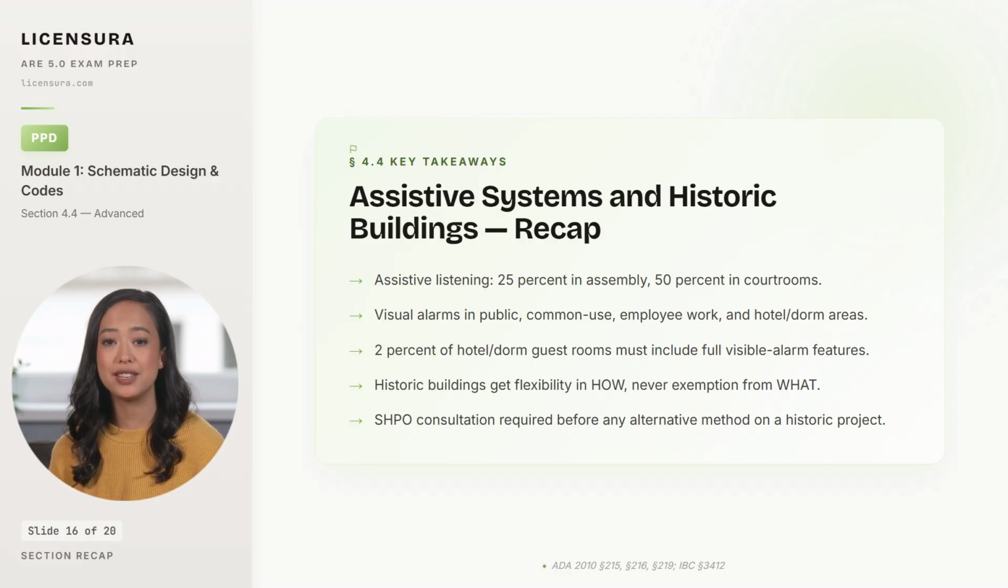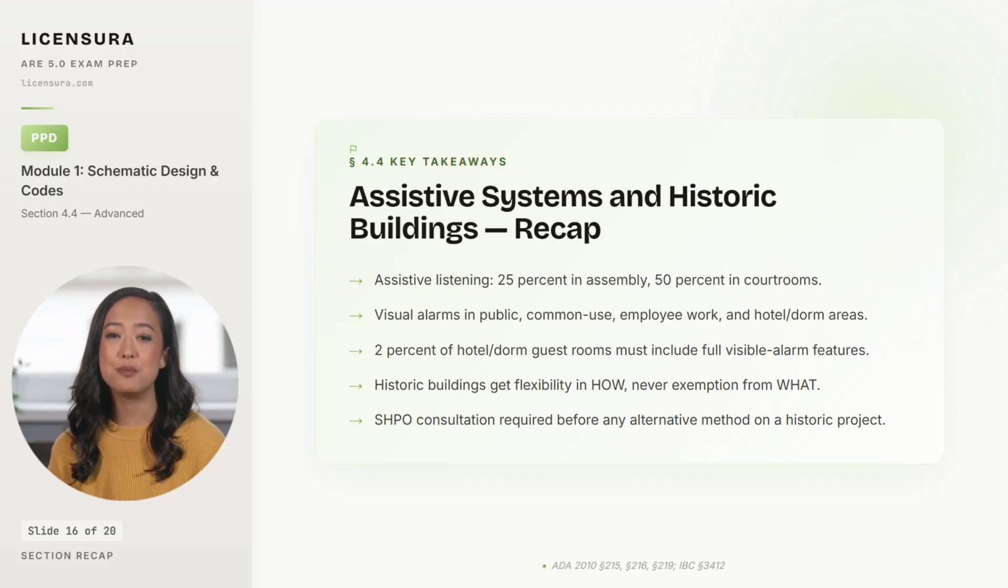in courtrooms, twice the baseline, because hearing testimony is the entire point of a courtroom. Second, visual alarms apply to public and common use areas, employee work areas wherever the fire alarm reaches, and hotel and dormitory guest rooms with strobes plus door knock and telephone ring notification.